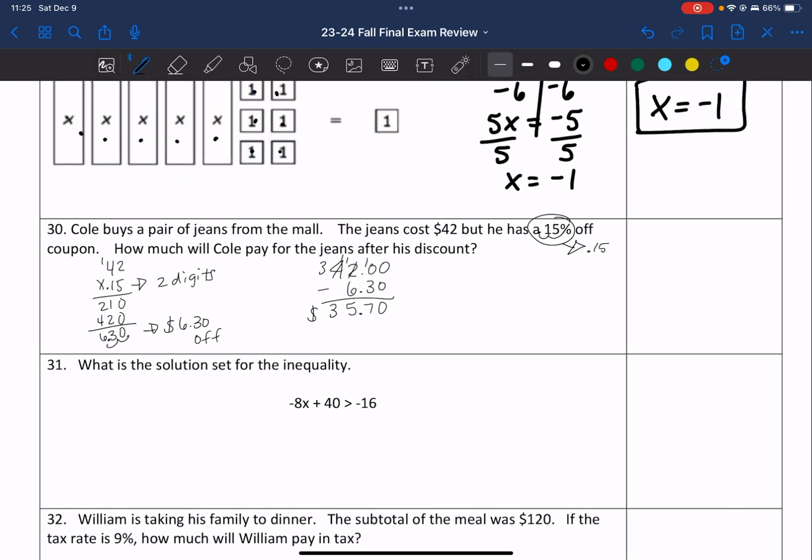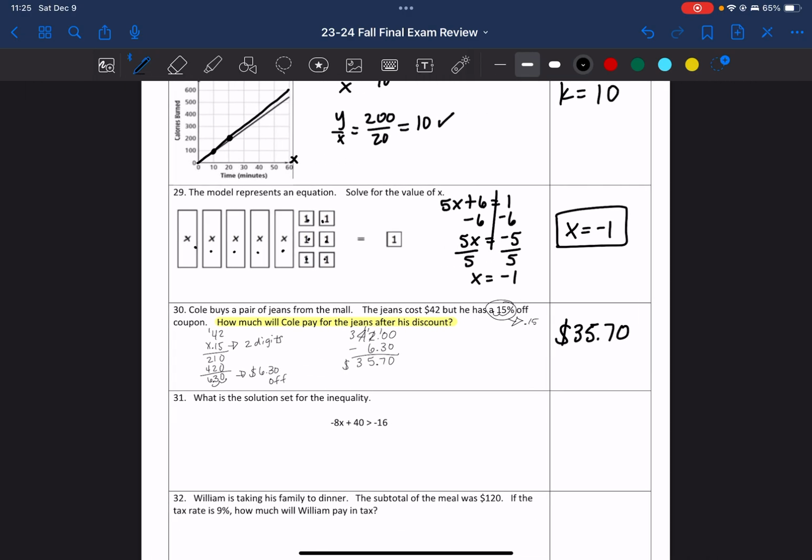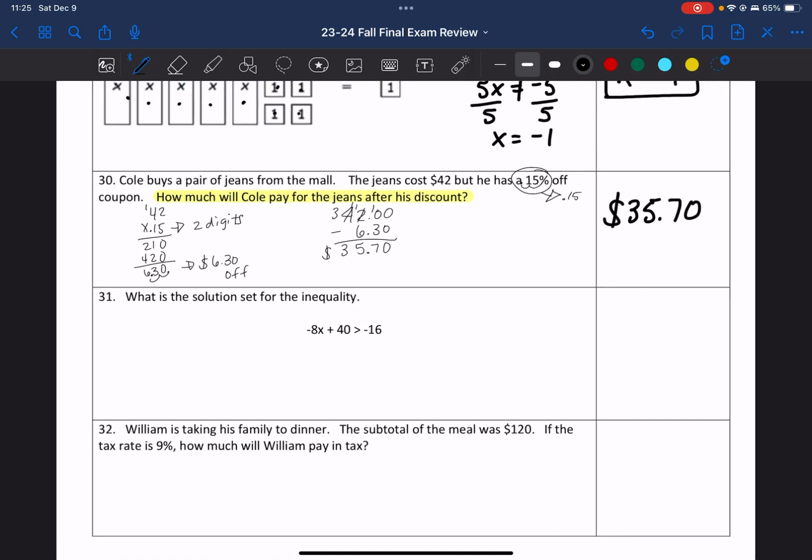Okay? Now, the reason why I found the total price that he was going to pay after the discount was because it said how much will he pay after his discount. So here, my answer is going to be $35.70. Okay. All right, let's go to number 31.